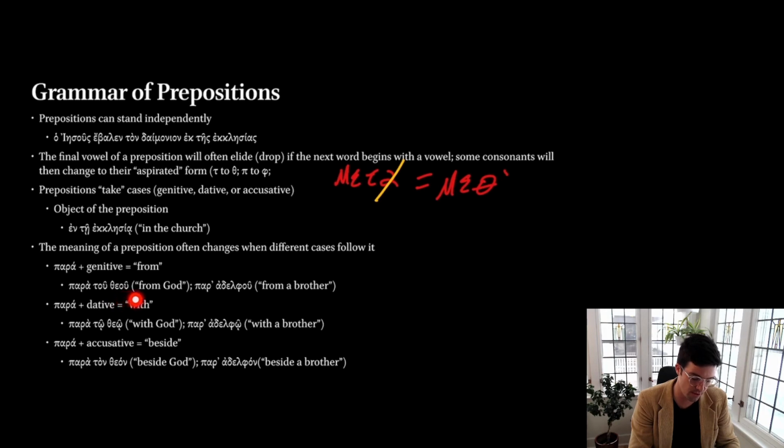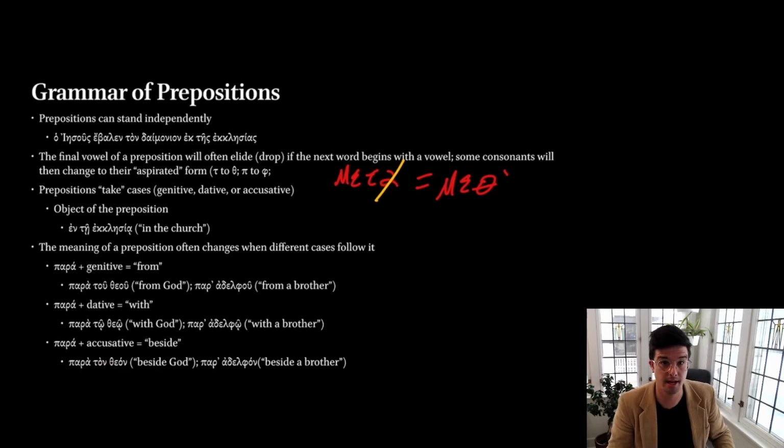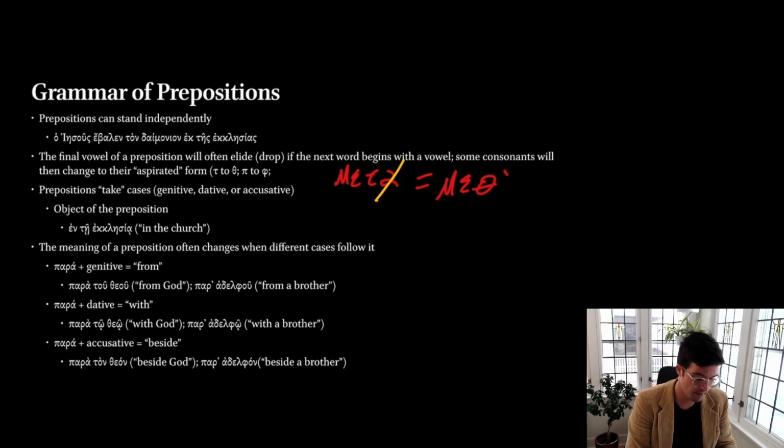Para tou theou is going to be from God, where para to theo in the dative is going to be with God, and then para ton theon is going to be beside God when God is in the accusative case. So when you are learning prepositions, and this is how the prepositions are given to you in the flashcards, you should learn them with the case after them, so that you should learn para plus the accusative equals beside.